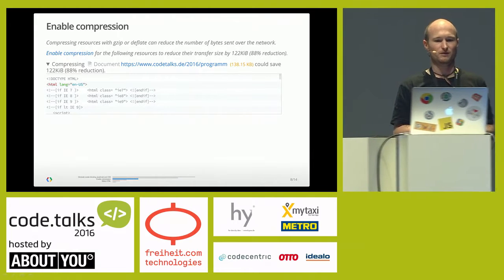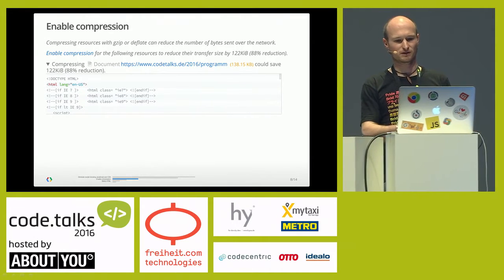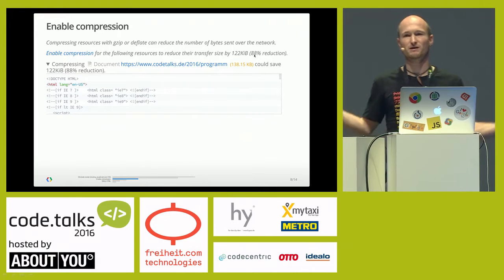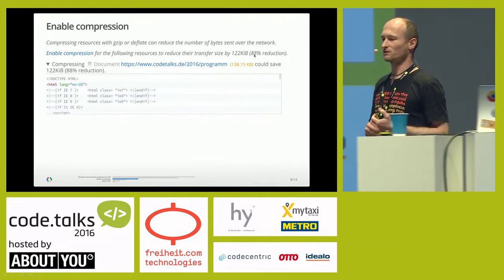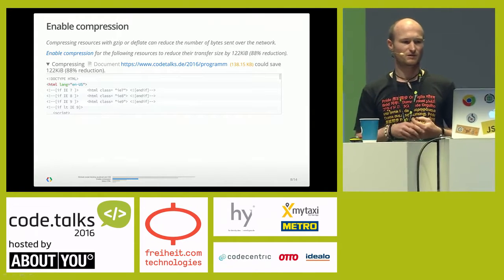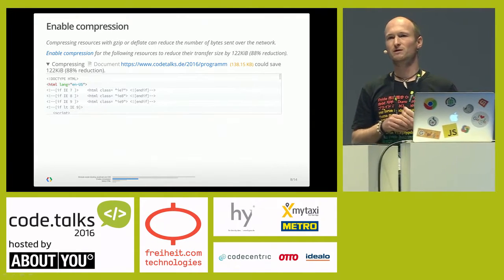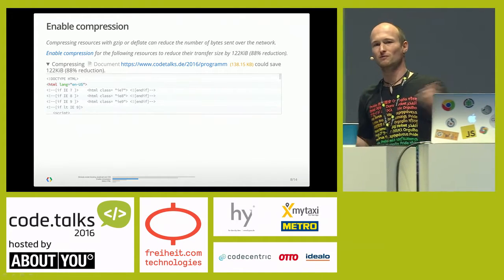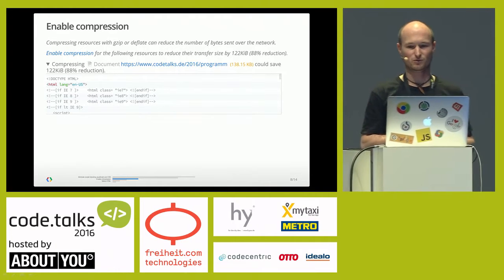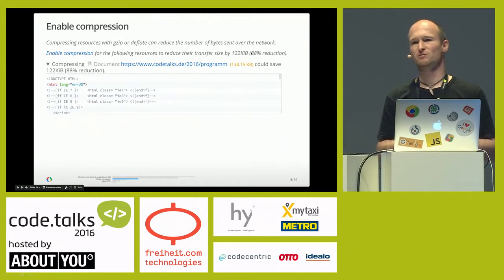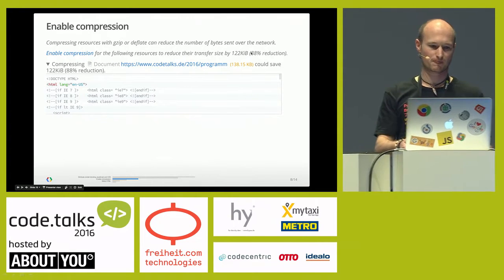Then we have compression. And interestingly, if you look at the numbers here, you could save 122 kilobytes, so 88%, by using gzip compression on the core, in this case, program.html file. That's huge. So for some reason, gzip compression was not enabled on that server. HTTP2 was enabled, but yeah, gzip compression wasn't. So you can see this is a huge performance increase just by activating gzip.